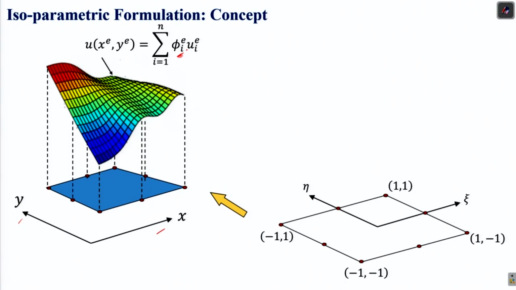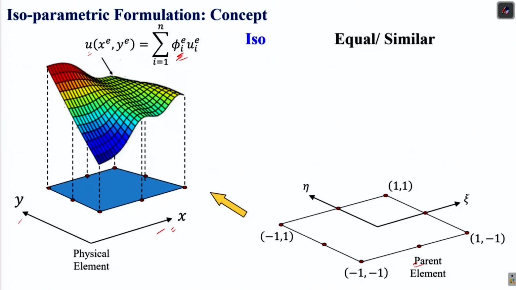Now we want to define a map between this domain and this domain. This one is called the physical element, and this is called the parent element. So we need to have a map between the parent element and the physical element. Another piece of information is that on the physical element, any function u is approximated over the element like this. The u_i are the nodal values and phi_i are the shape functions for different nodes.